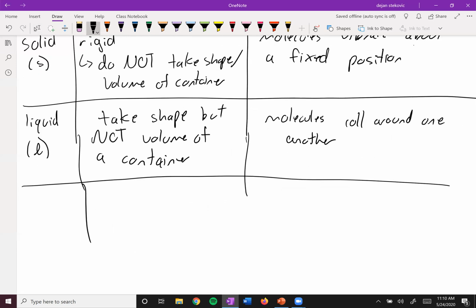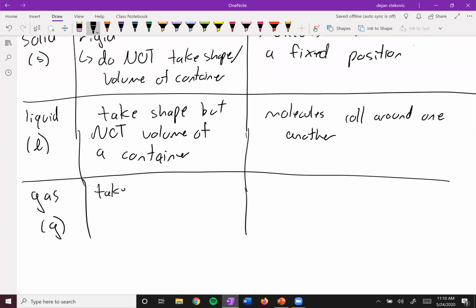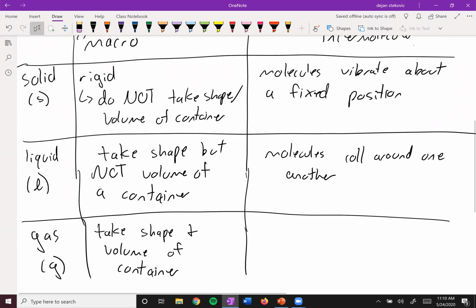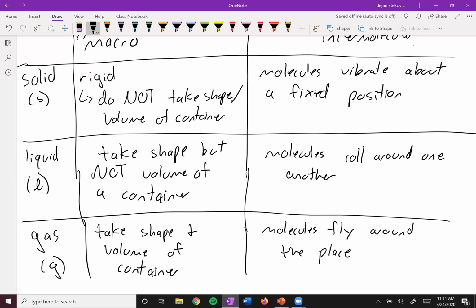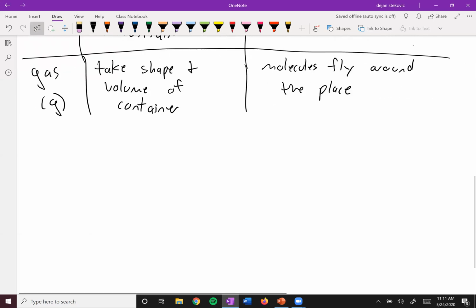And then finally, we have a gas. Gas gets the symbol G. If you think about a gas, it's going to take both the shape and the volume of a container. And if we think about what's going on at the molecular level, the molecules are just flying around all over the place. They're colliding with one another, colliding with the walls. They're flying all over the place, not constantly touching each other, unlike a liquid.